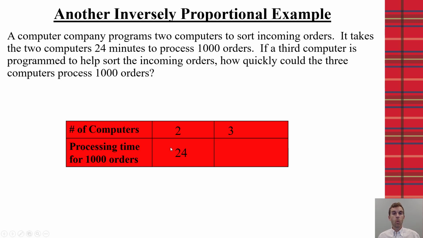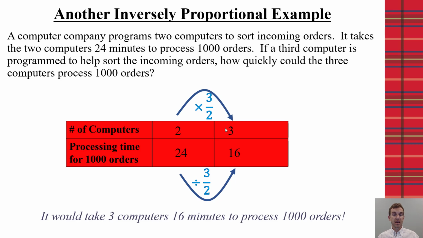And we say, well, what's the multiplier to go from 2 to 3? I'm not adding, I'm multiplying. And that would be 1.5 times, or 3 halves. That means I'm going to divide by 3 halves. And when I divide by 3 halves, that's the same as multiplying by 2/3. So 2/3 of 24 is 16 minutes. So 3 computers should be able to complete the same job in 16 minutes.